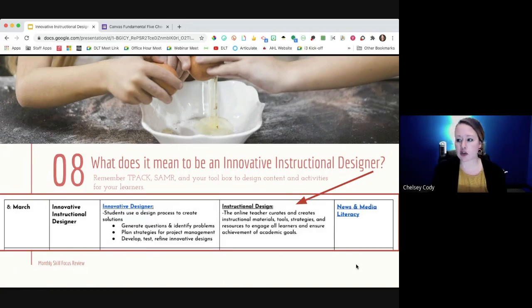Well, already in our training so far, you've looked at TPACK and SAMR, that digital pedagogy, and you're also going to bring in your toolbox of all those tech tools, your teaching pedagogy. It's all going to come together for you to really design purposeful, meaningful activities and content for your learners. So again, the online teacher curates and creates instructional materials, tools, strategies, resources to engage all learners and ensure achievement of academic goals. That's where we're really focusing in on. This is that focus for March.